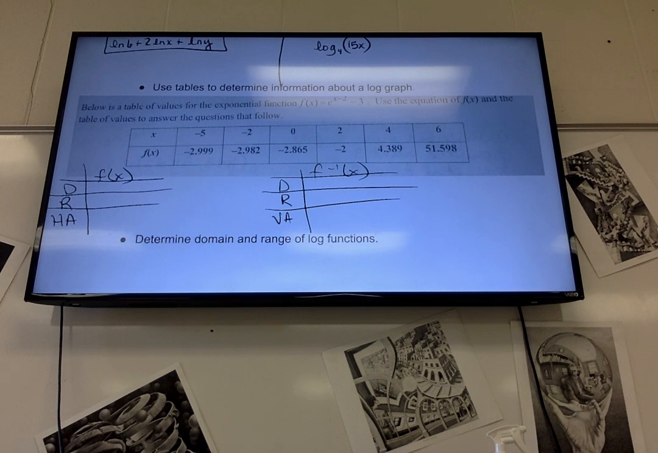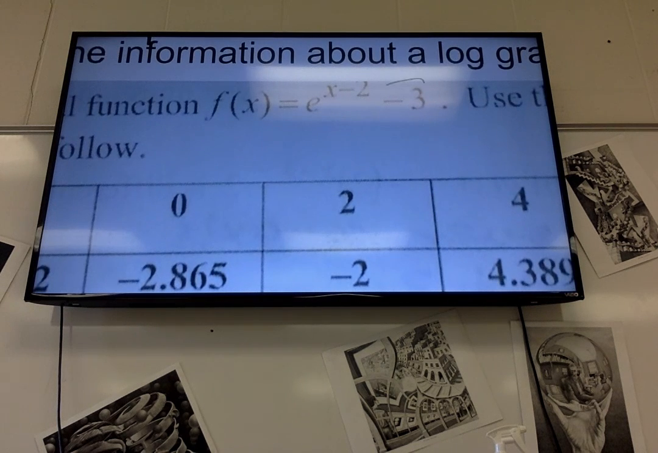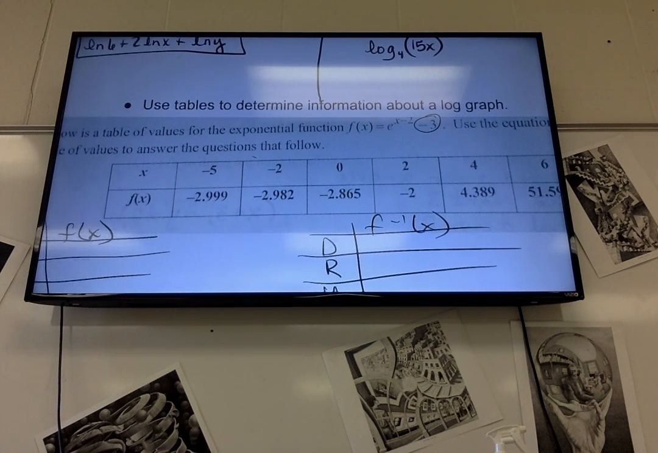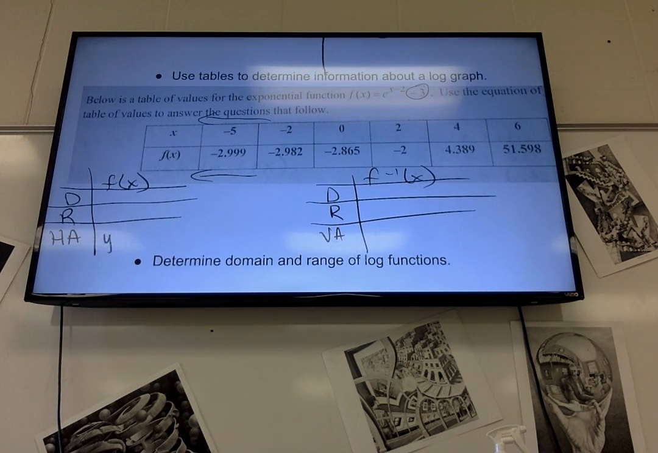Can we tell what the horizontal asymptote is going to be? Yeah, what is it? Yeah, you can get it either from here, notice, added or subtracted on the end, or you can see as x approaches negative infinity, y is getting closer and closer to negative 3. That's a horizontal asymptote. So y equals negative 3. You have to have the y equals there. Domain for any exponential is always negative infinity to infinity.